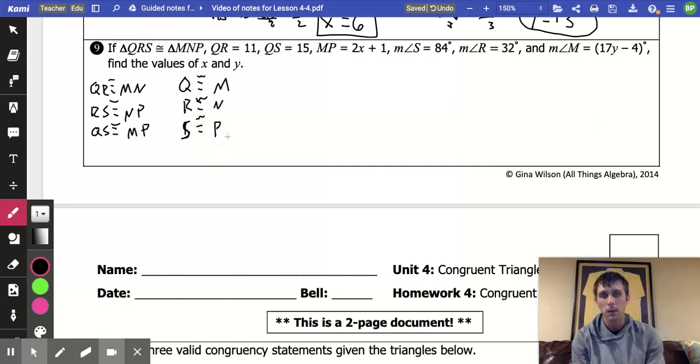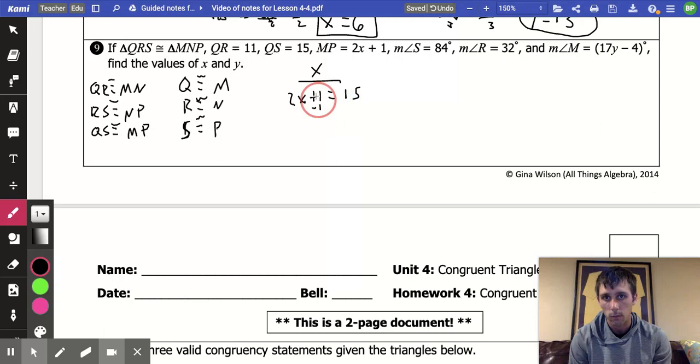All right? So we need to find x and y. So x is in the equation 2x plus 1 equals what? MP. So MP is here. MP is congruent to QS, which is 15. Subtract 1. 2x equals 14. Divide by 2. x equals 7.